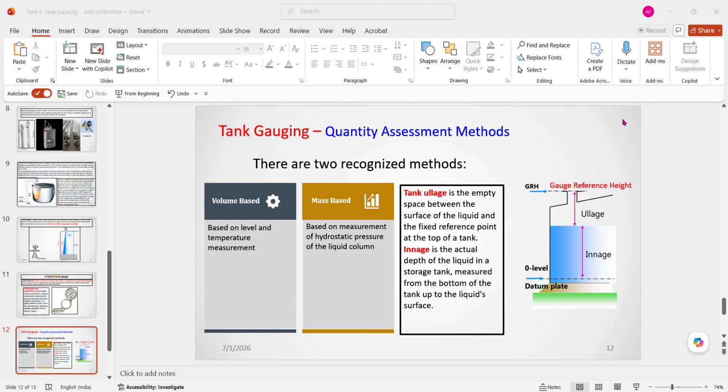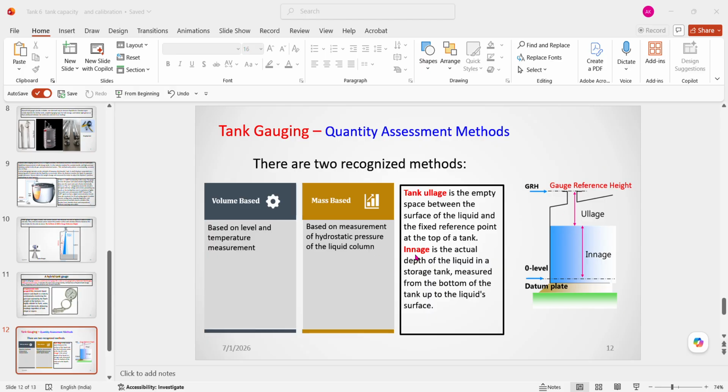And you see the tank, this is the reference point, the gauge reference height from here to here. That is the vapor phase. This is called ullage. There is no fluid there. And from here to the bottom, the zero level, that is called innage. So what is tank ullage? Ullage is the empty space between the surface of the liquid and the fixed reference point.